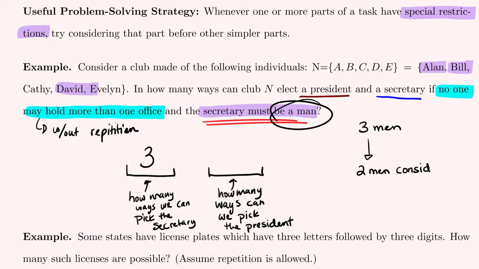We don't know which 2, but all we have to know is the number of them, not particularly who it is. 2 men considered for president. Plus, now, since there's no gender restriction on the president's position, based on how this problem's worded, we can go back and say Kathy and Evelyn could also now be considered for president. So that adds 2 women.